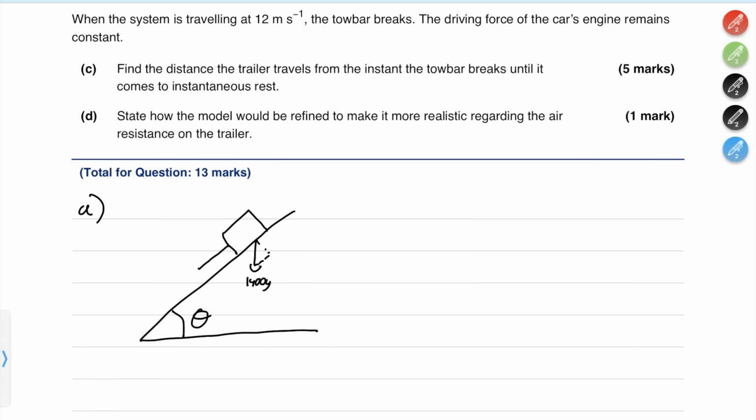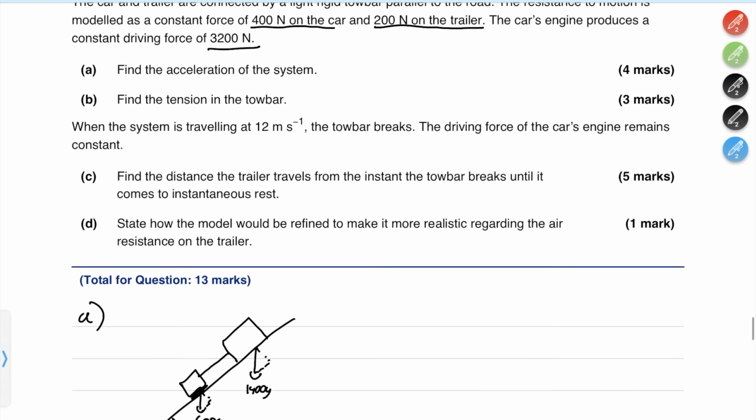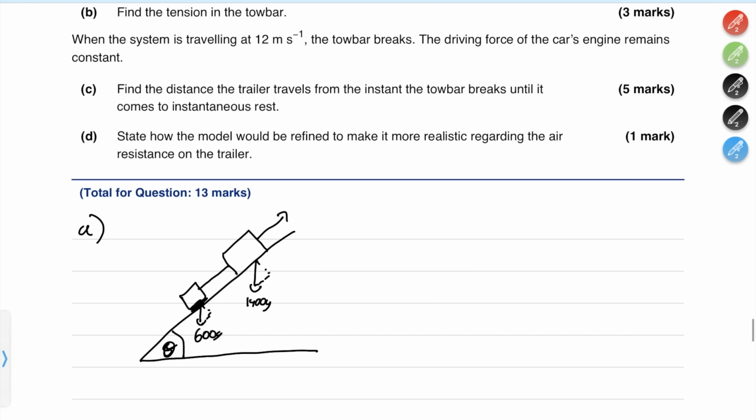And then we've also got a trailer of 600 kg. So just assume that that's touching there. So that's 600G here. And we can resolve there. And then we know that we've also got a driving force of 3,200. And we've got our tensions.